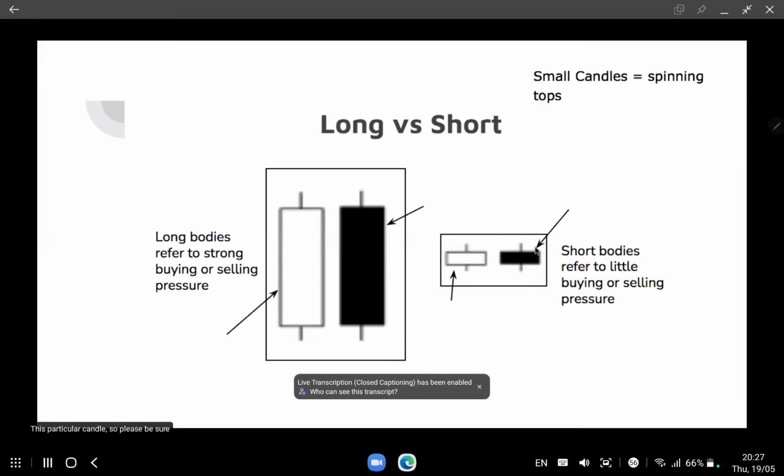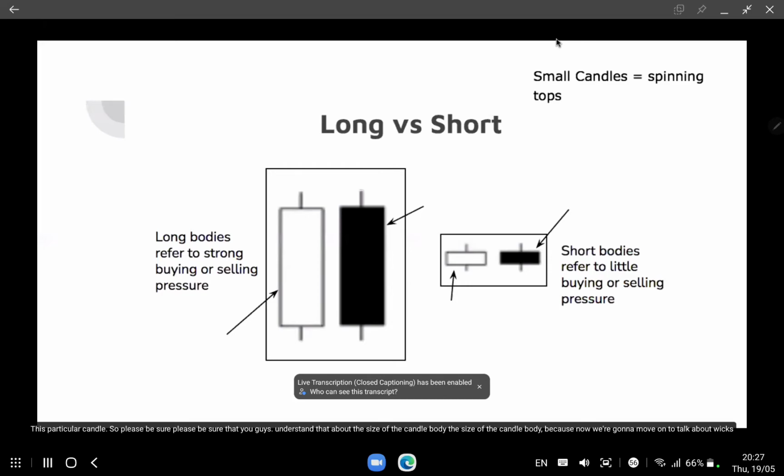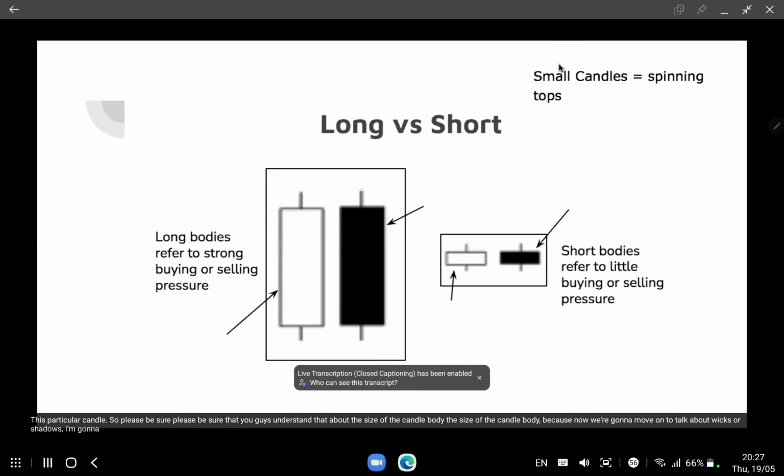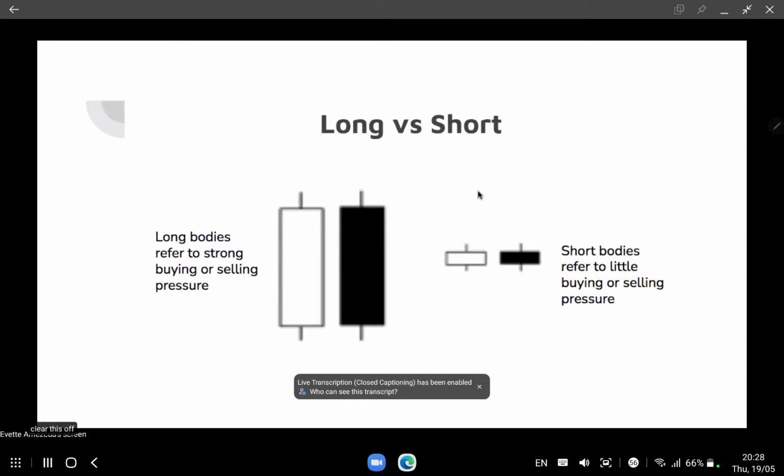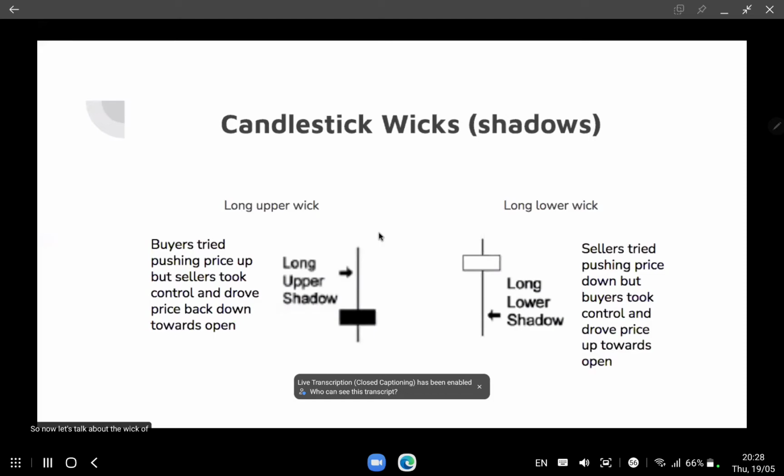So please be sure that you guys understand that about the size of the candle body, because now we're going to move on to talk about wicks or shadows. I'm going to clear this off. So now let's talk about the wick of your candle. Is it normal for price to overshoot the trend line? Sometimes on the smaller time frames, you'll see that it does do that. Your more precise, beautiful trend line would be wick connections, you guys. Just be aware of that.